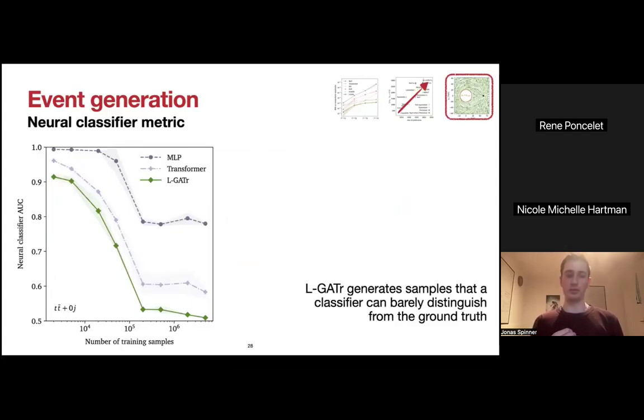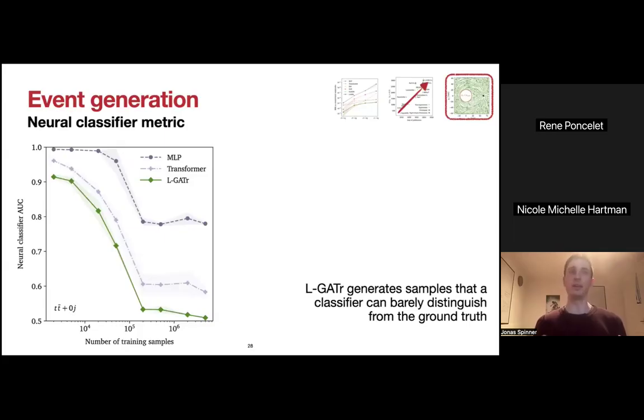We can also look into a more global metric. Here what we do is we train a neural classifier to distinguish generated events from truth events. If the generator is perfect, then the neural classifier cannot distinguish the two, and we get an AUC of 0.5. And you see essentially the same hierarchy as on the last slide: MLP, then transformer, and L-GATr is the best. It's also really nice to see that the L-GATr model has an AUC very close to 0.5.